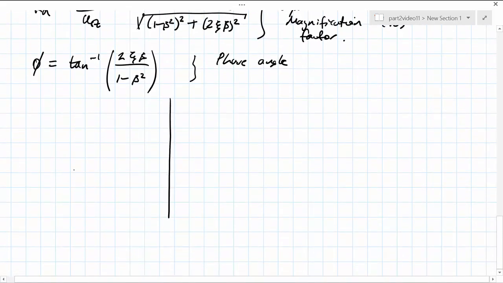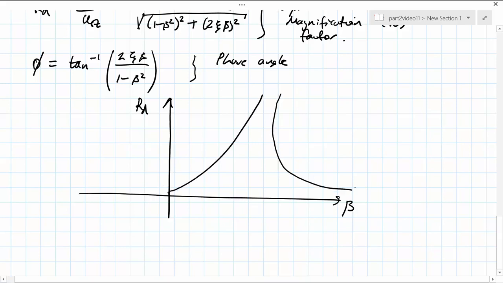Sketching out roughly the dynamic magnification factor, we'll have beta, which is the ratio of the forcing frequency to the natural frequency, on the x-axis, and Rd on the y-axis, and we will then see that as this tends to 1, we get the peak response. A more detailed and accurate graph of this is shown in your lecture notes.